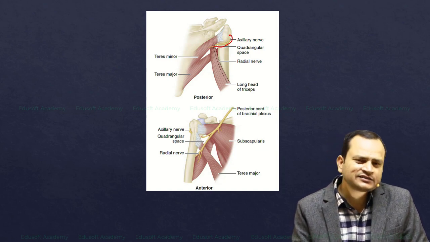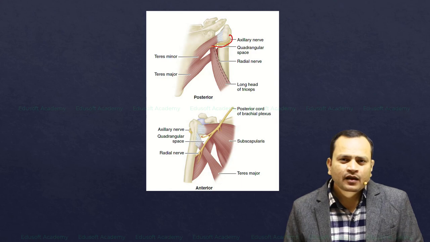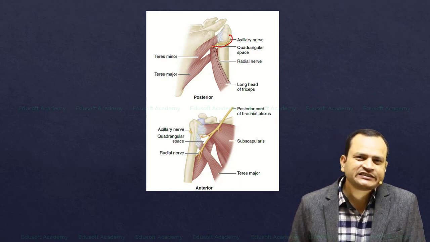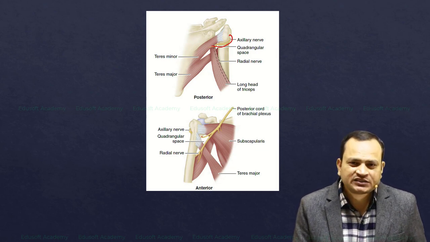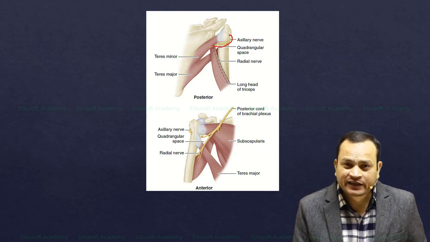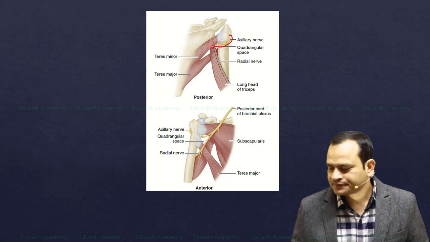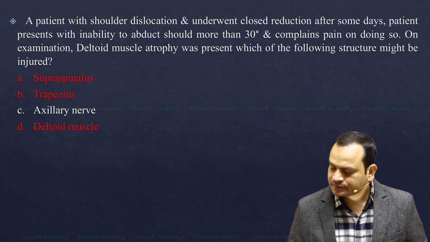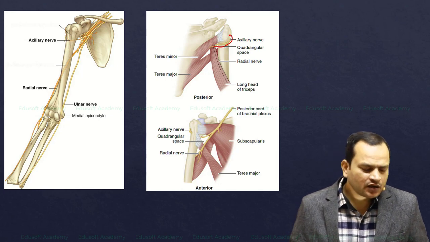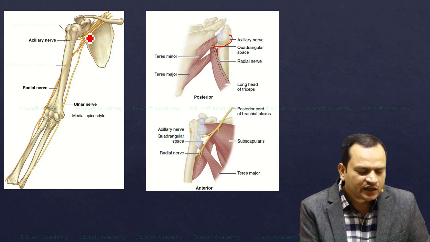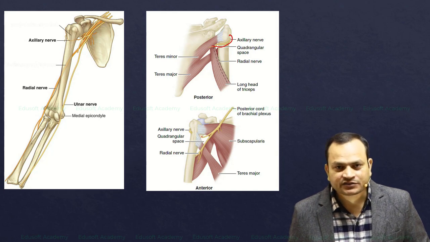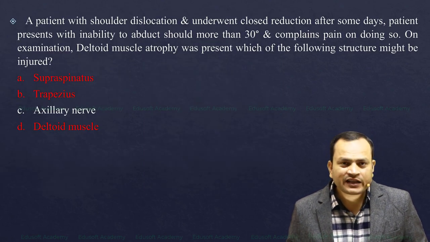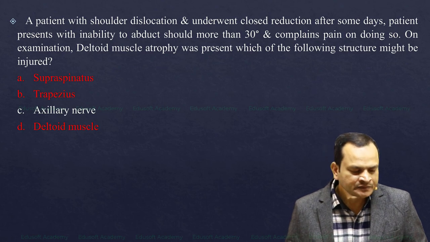Another way of asking the same question is, there is loss of sensation in the regimental badge area. So this is the regimental badge area. So which is the likely injured nerve? So again, the answer is axillary nerve. This is a picture showing the relation of the axillary nerve, the radial nerve and the ulnar nerve in relation to the shaft of the humerus. So the correct answer for this question is axillary nerve.